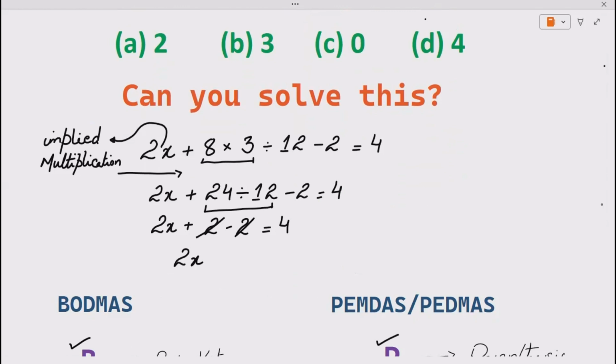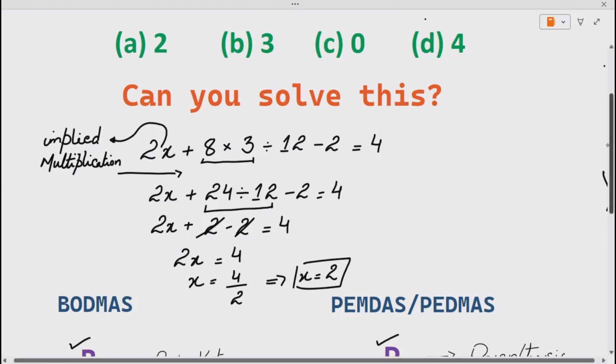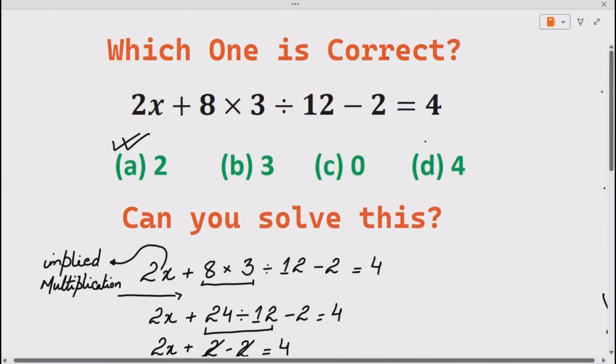So we got 2x equals 4. 2 is multiplying with x, so we can take it to the right hand side, where it divides the 4, and it gives x equals 2. It means our answer is x equals 2, which is option A in our question. So option A is our right answer.